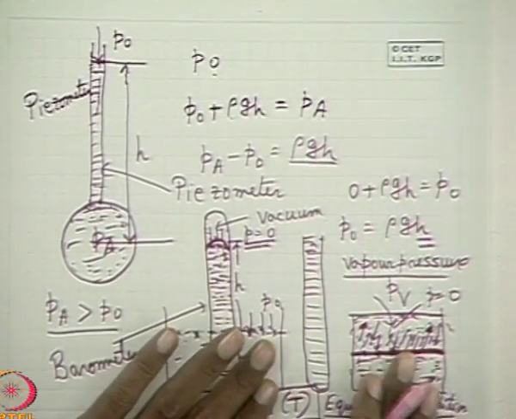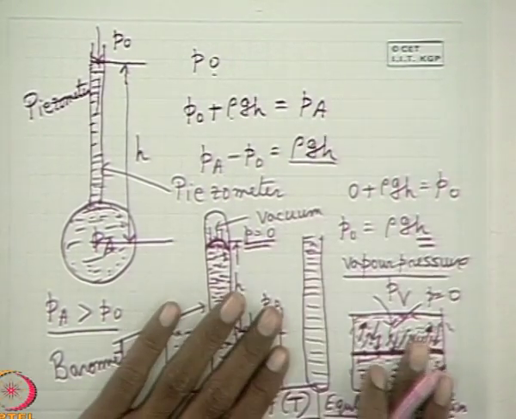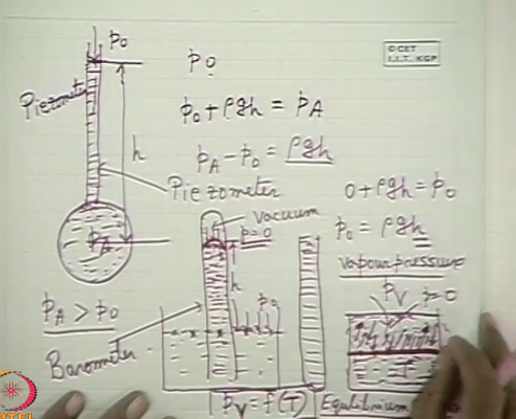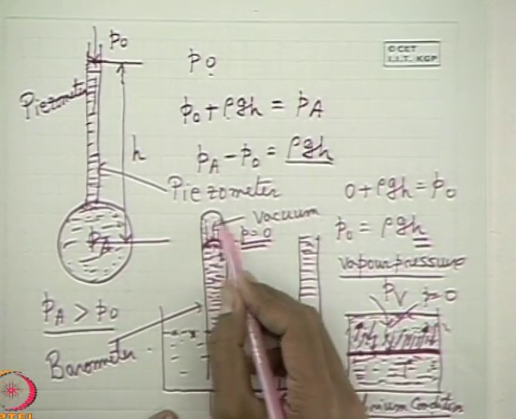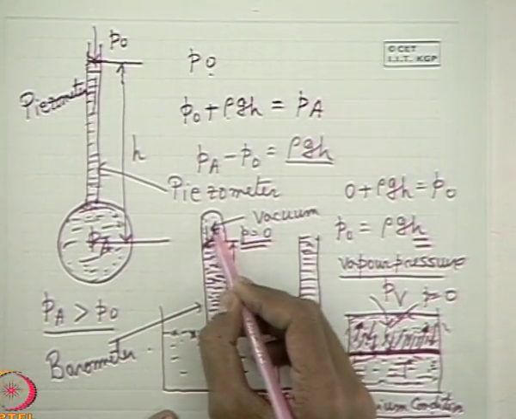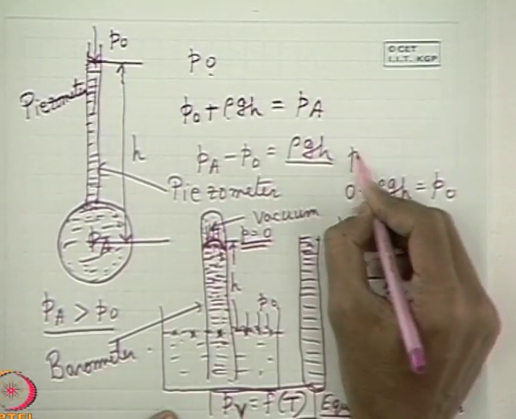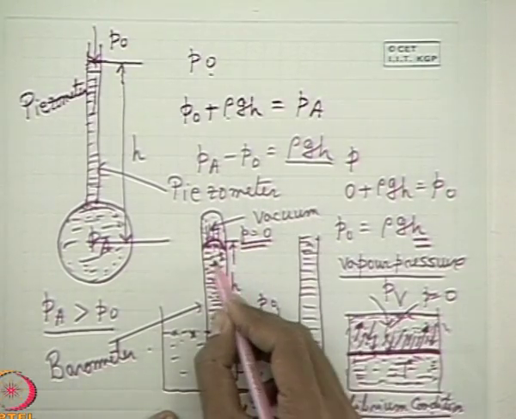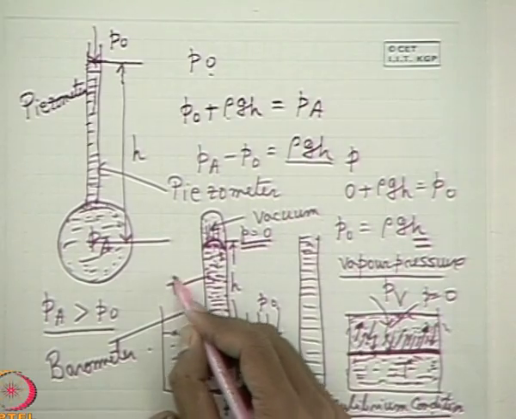So this is precisely the vapor pressure concept which you probably have from your school level. If you think so, then this place is not completely vacuum, the pressure here will be the vapor pressure. Vapor pressure means the vapor pressure of the liquid. It depends upon the liquid and the existing temperature, T.